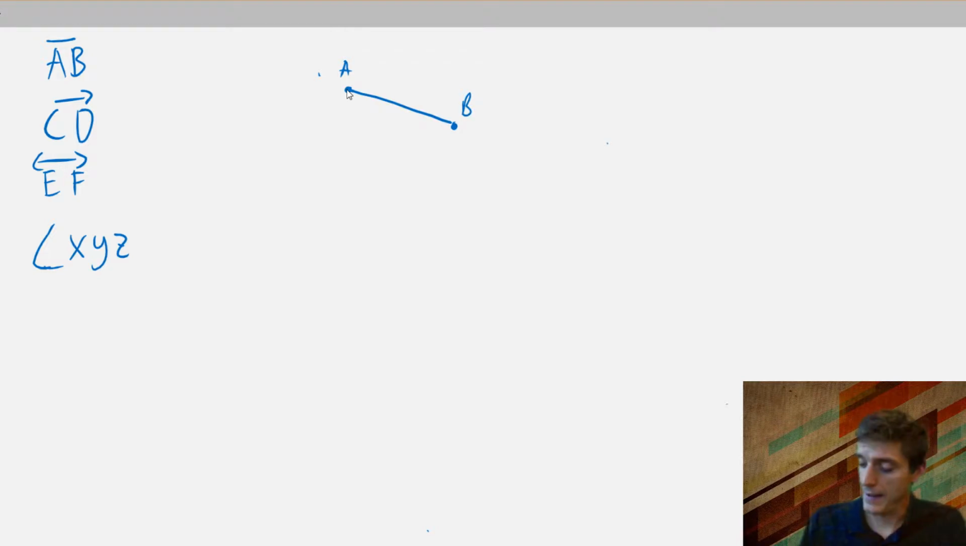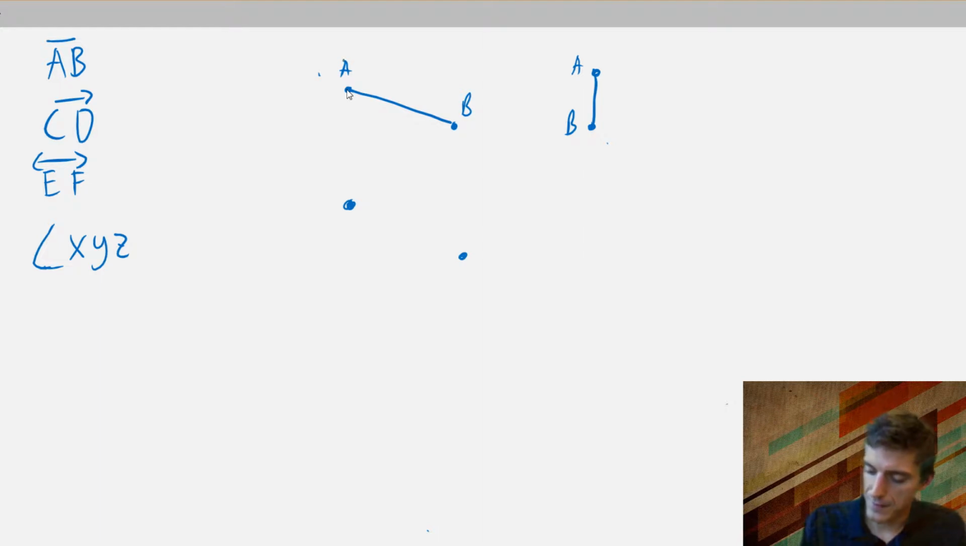Doesn't tell me much more than that. I don't know if it runs vertical. I don't know if it's short or long. I just know it begins at A and ends at B. Okay. The second one though, CD, this is where we could get in a little bit of trouble.